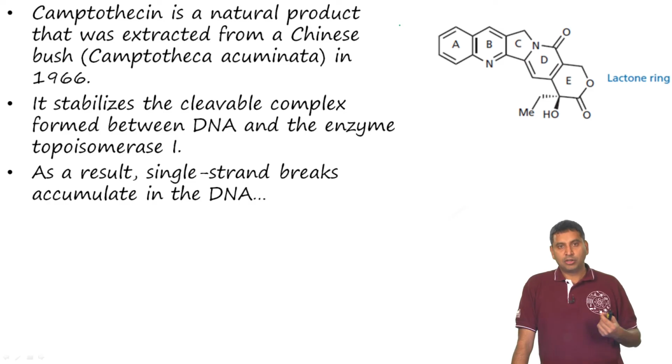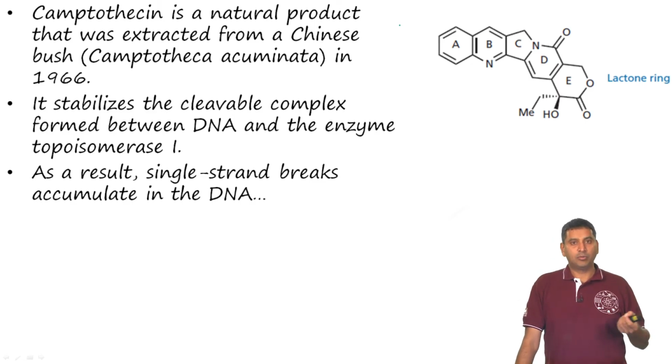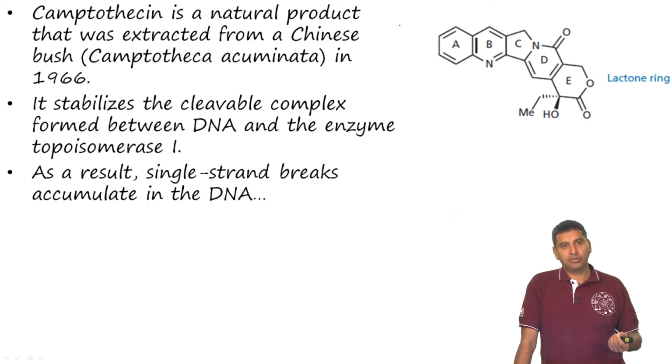You may remember that topoisomerase 1 and topoisomerase 2 both nick DNA for their function. The difference is that topoisomerase 1 cleaves only one strand of DNA, whereas topoisomerase 2 cleaves both the strands. Since the complex between DNA and the enzyme topoisomerase 1 is stabilized, the single strand break persists and does not get resealed, and therefore accumulates in the DNA, resulting in inhibition of proliferation.